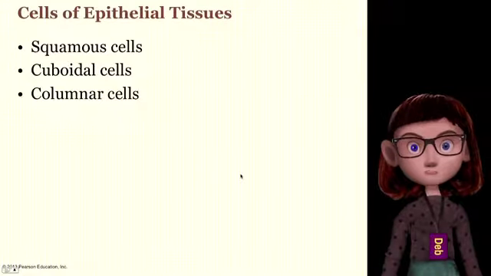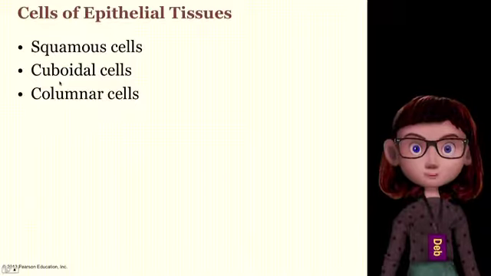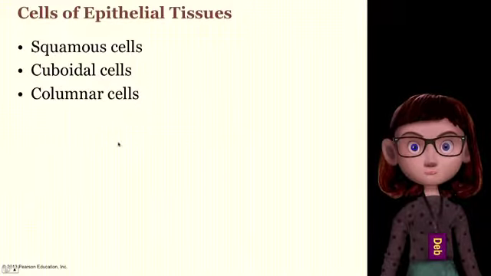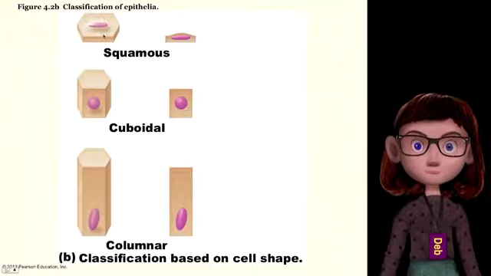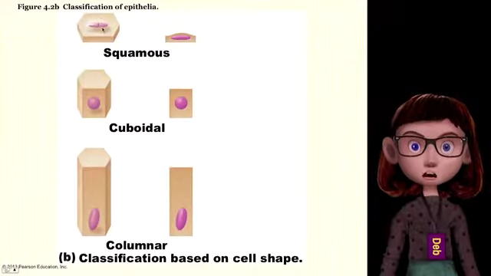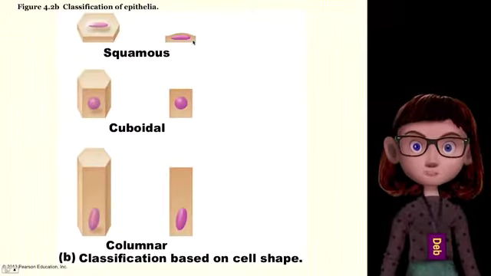The shapes. There are squamous cells. One type of tissue may have squamous cells, another cuboidal shaped cells, and another columnar shaped. And here is the illustration of that. From the top, you can see that this cell is kind of flattened, and from the side it's very flat.